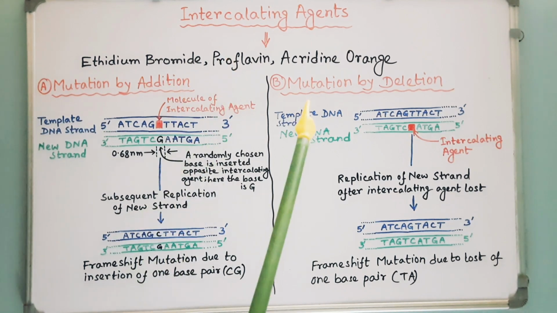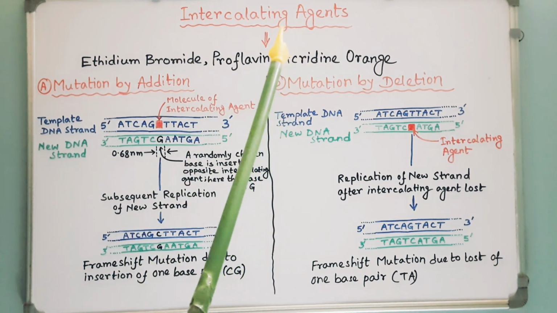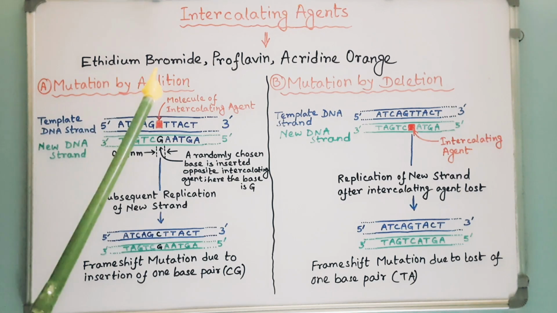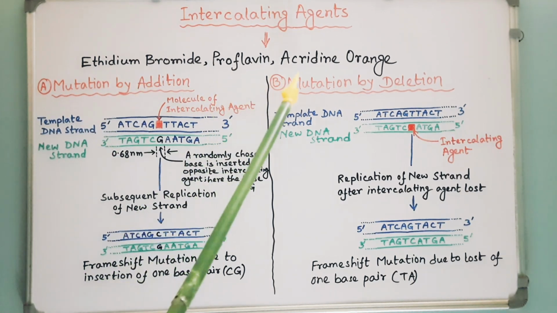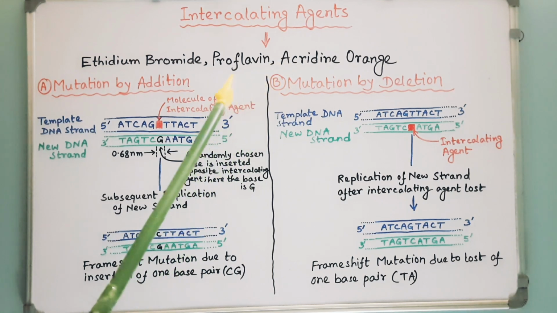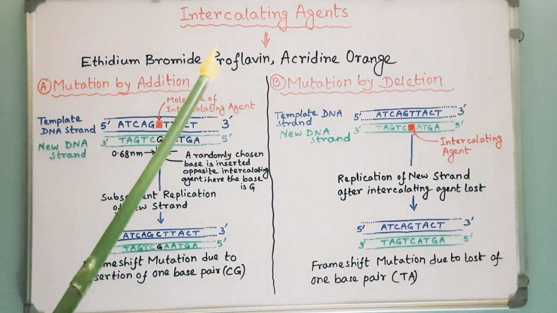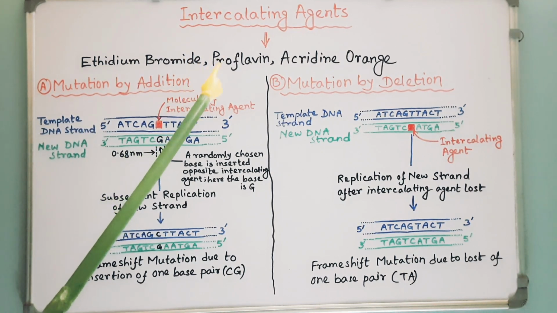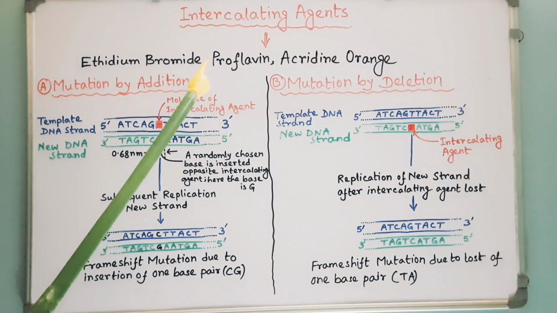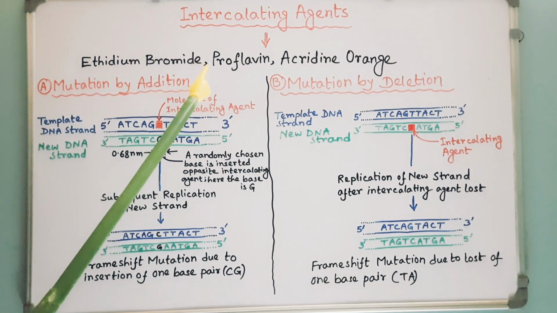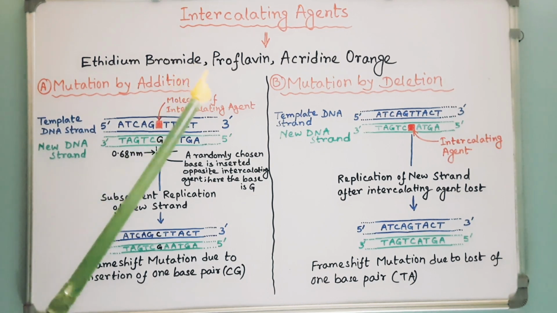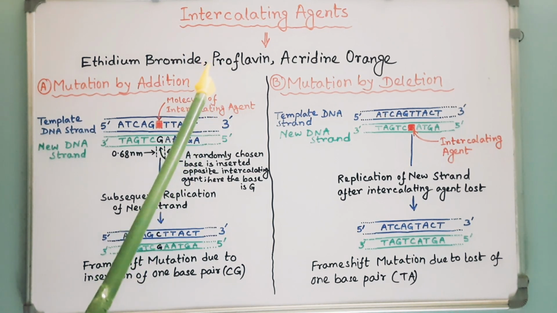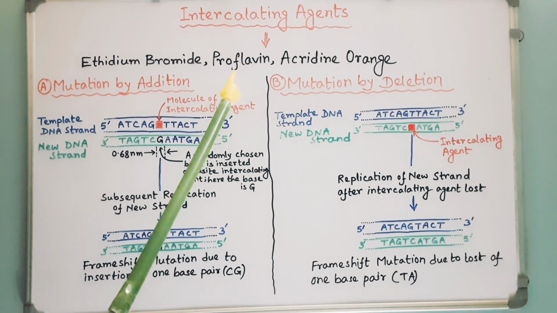Here I have shown how intercalating agents act as mutagens. Various intercalating agents like ethidium bromide, proflavin, acridine orange, etc. are potent mutagens that induce frame shift mutations. They insert themselves between adjacent bases in one or both strands of the DNA double helix. By doing this, they increase the rigidity and alter the conformation of the double helix, causing slight bends or nicks in the molecule.